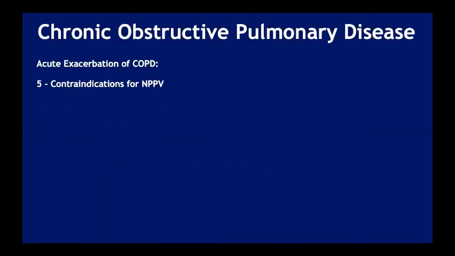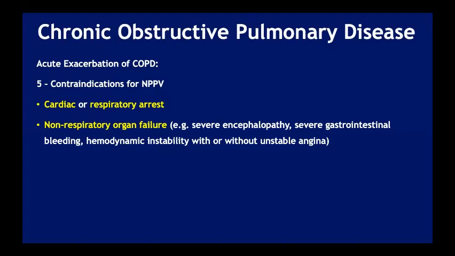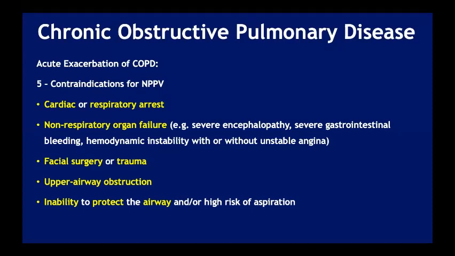Contraindications for non-invasive positive pressure ventilation include what? Cardiac or respiratory arrest, non-respiratory organ failure like severe encephalopathy, severe GI bleeding, hemodynamic instability with or without unstable angina, facial surgery or trauma, upper airway obstruction, inability to protect the airway, and or a high risk of aspiration. Also, inability to clear secretions.